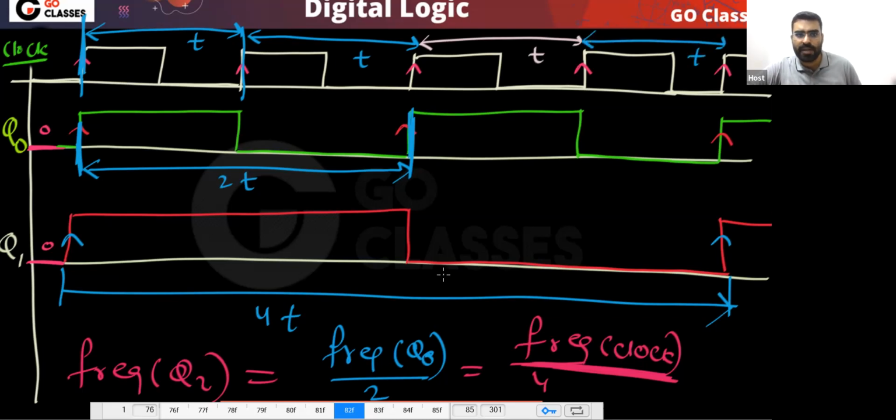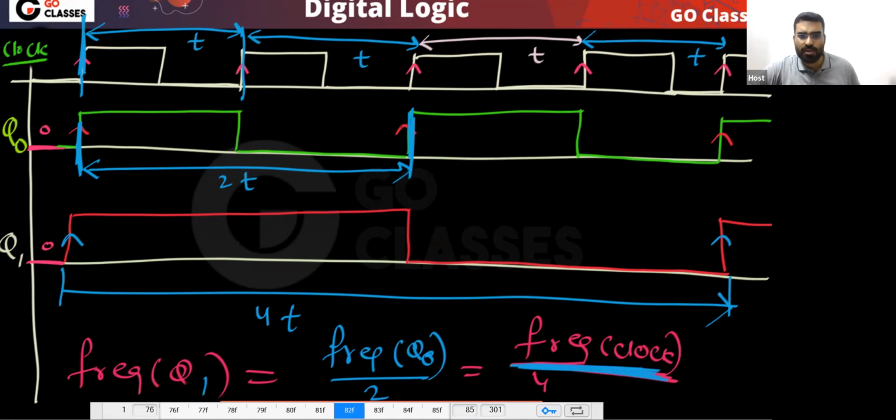So I can say that the frequency of Q1, sorry, this is Q1, the frequency of Q1 will be half the frequency of Q0, and that will be 1/4 the frequency of the clock. Very simple. Now, what happens in real life?